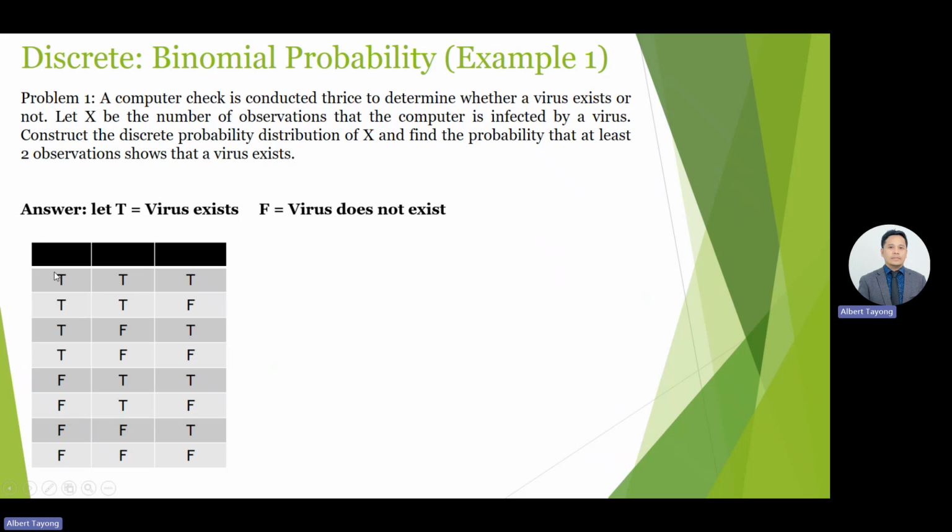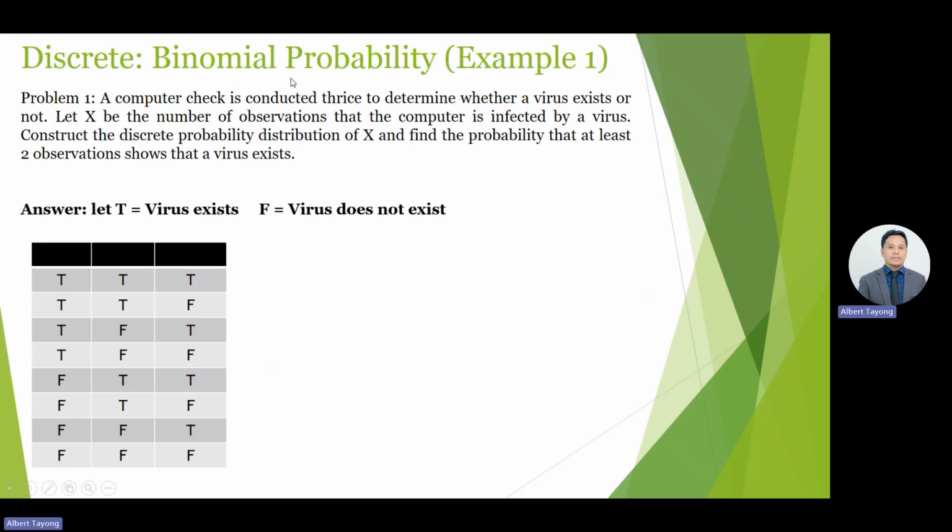So it could be TTT as the first possible outcome. It means that the virus exists during the first check. During the second check of the computer, the virus exists again. And during the third check, again, the virus exists. Or the last outcome could be FFF. It means that on the first computer the virus does not exist, as well as the second and the third.